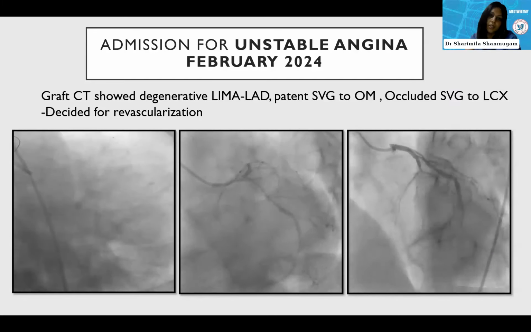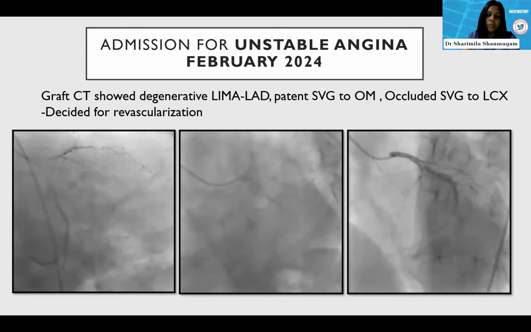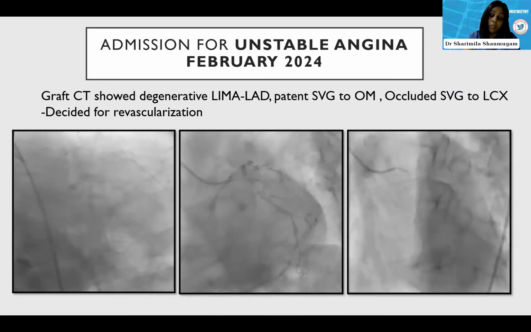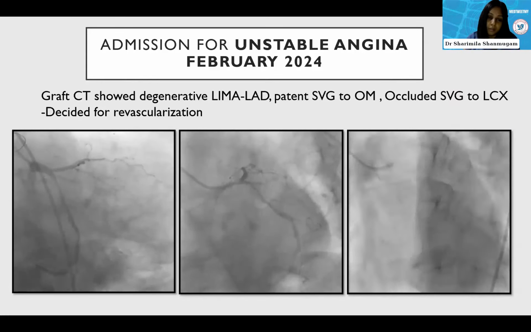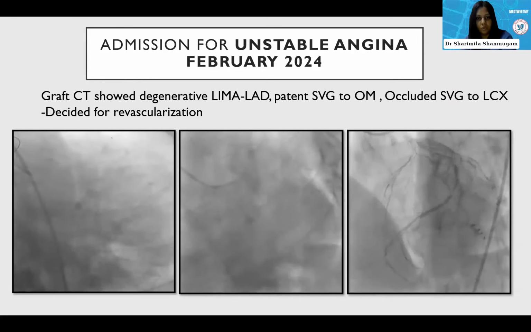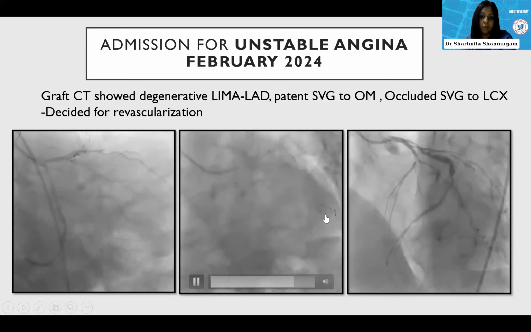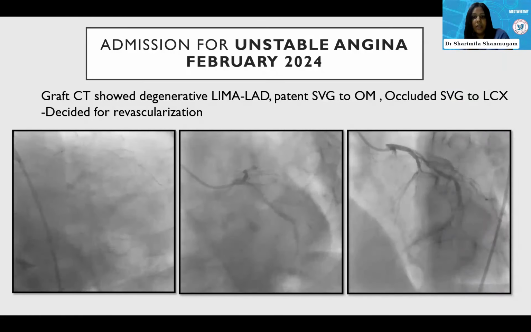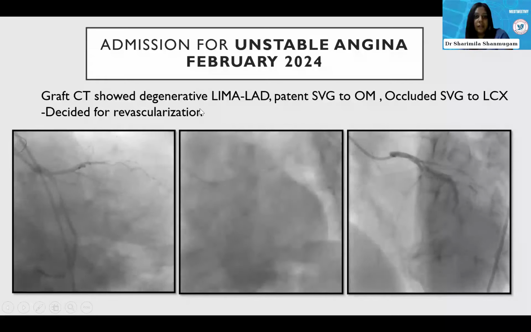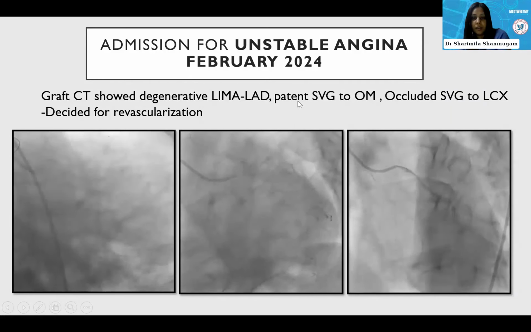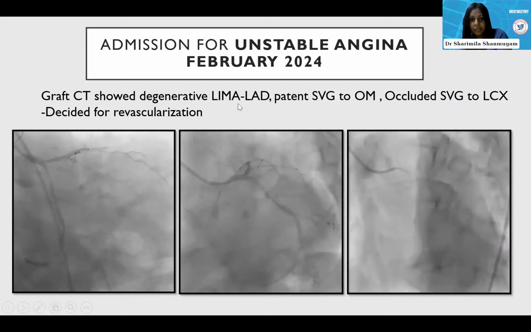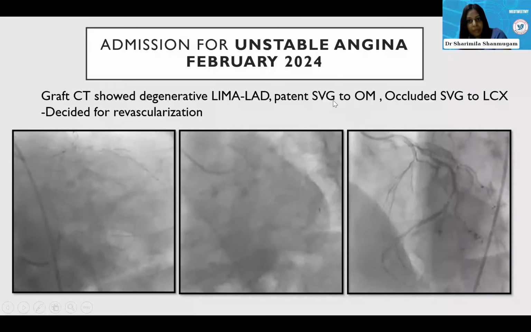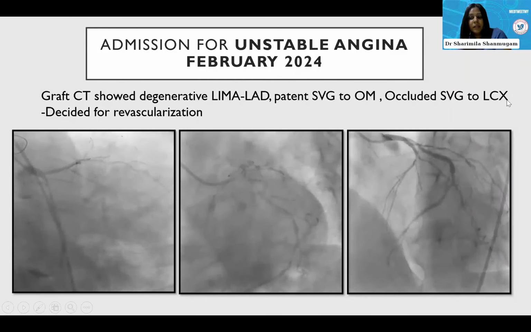Comes in for unstable angina in February. So we thought, okay, let's do a CT scan of the graft, because sometimes as we go in for the angiogram, it's difficult for us to locate the graft. Yeah, so to minimize time and contrast, we do a CT to guide us. We can look at the graft patency. So it's mentioned here, I'll show you the graft soon. The patency of the Lima and LAD is there, but it's already degenerative. The venous graft to the obtuse marginal was patent, but the circumflex is occluded.